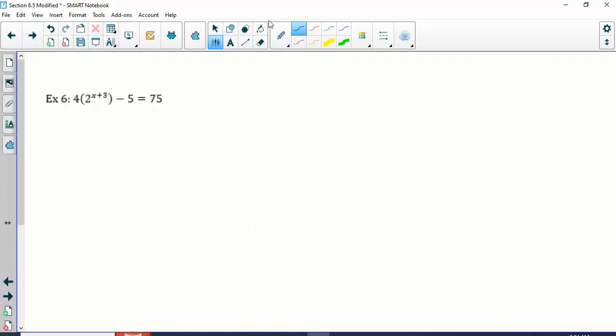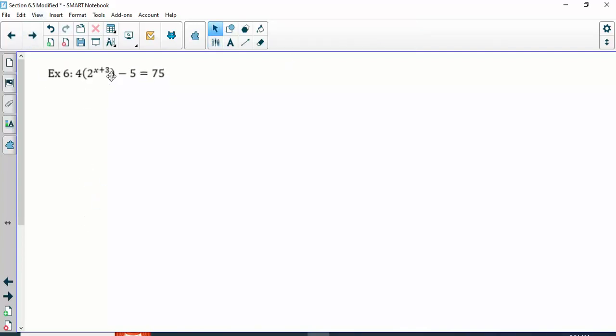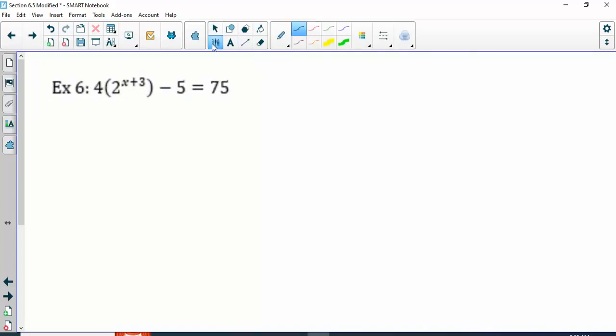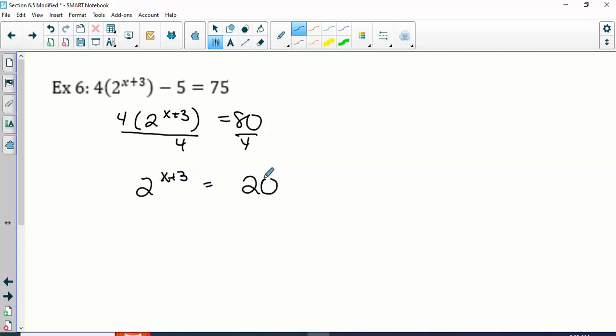All right. Let's look at this one. What would we do? Add the 5, then divide by 4. So we get 2 to the x plus 3 equals 20. Okay, now what? Add a log on each side.